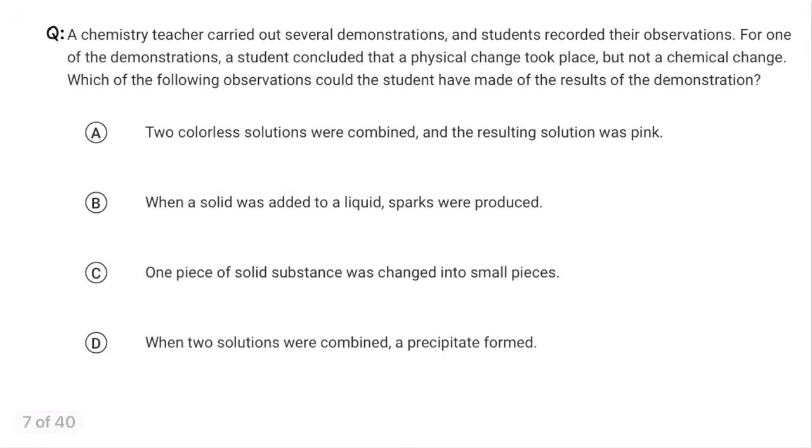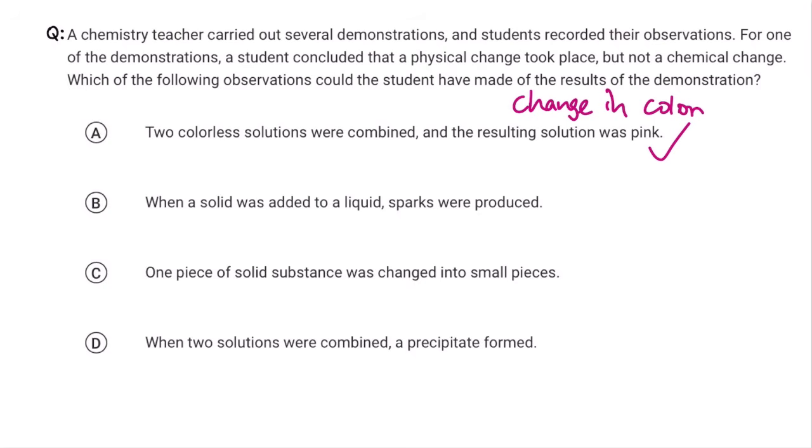A chemistry teacher carried out several demonstrations and students recorded their observations. For one of the demonstrations, a student concluded that a physical change took place, but not a chemical change. Which of the following observations could the student have made as the result of the demonstration? Okay, A, 2 colorless solutions were combined and the resulting solution was pink. The change in color is one of the pieces of evidence that shows that a chemical change has occurred.